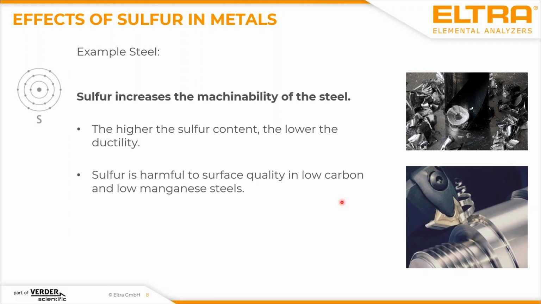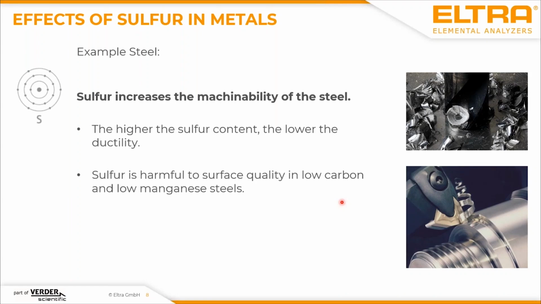And also a high sulfur content combined with low carbon and low manganese steel has an effect on the surface quality. The surface is harmed more easily if you have a higher sulfur content. So also the sulfur content in metals must be controlled. For that, the customers take their samples and put them in general in elemental analyzers like ours.